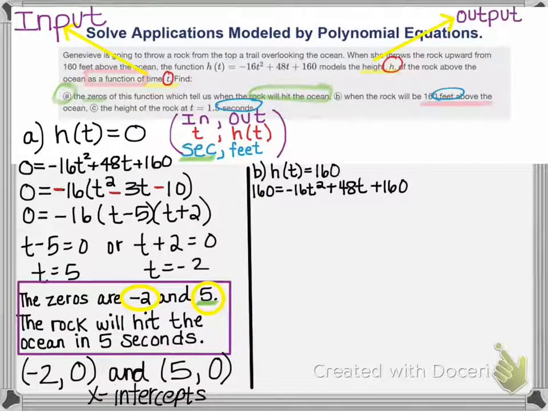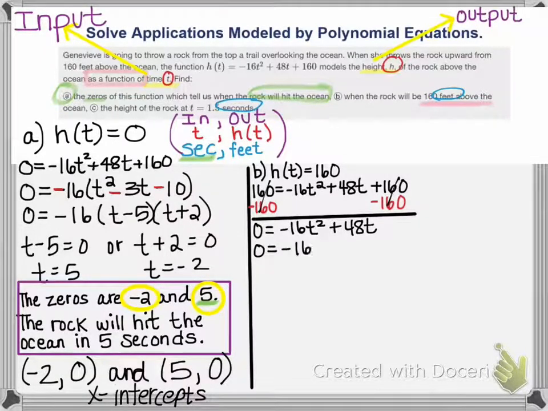Okay? Before I factor out a GCF, I need to get my equation in standard form. So I'm going to subtract 160 from both sides. So I get 0 equals negative 16t squared plus 48t. And notice my constants of 160 cancel out. Now I'm going to factor out a GCF, but this time, since both terms also contain a t, my GCF is negative 16t, which leaves behind t minus 3. Again, notice the sign change.